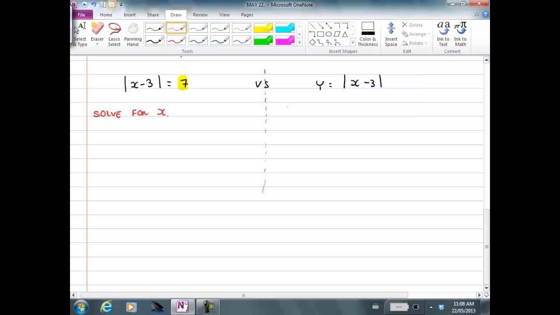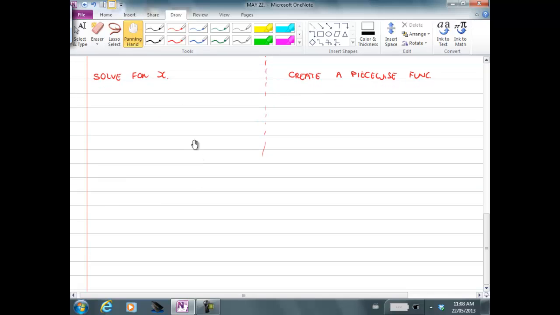Look at the difference between two types of questions. In this question, it says create a piecewise function. See, there's a difference between the two. One is create a piecewise function. The other is solve for x. I'm going to show you how to solve for x involving absolute values. I'm going to write a few things down.